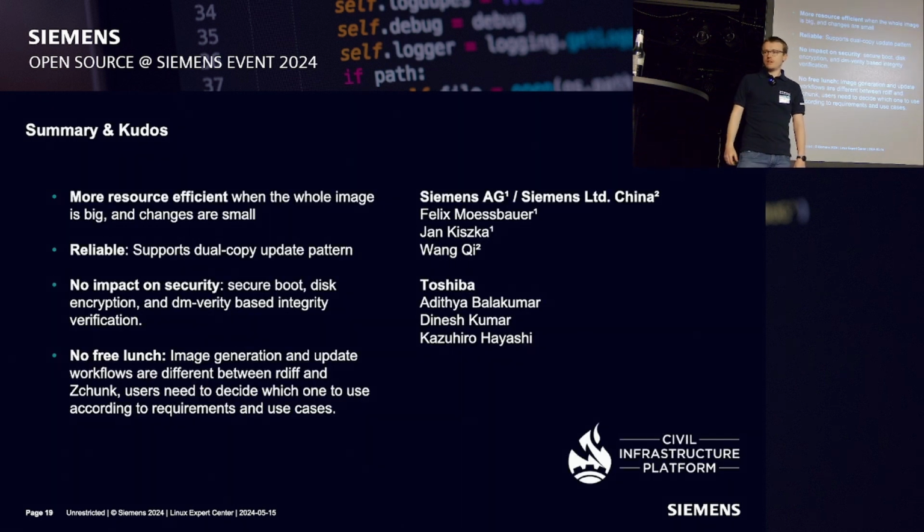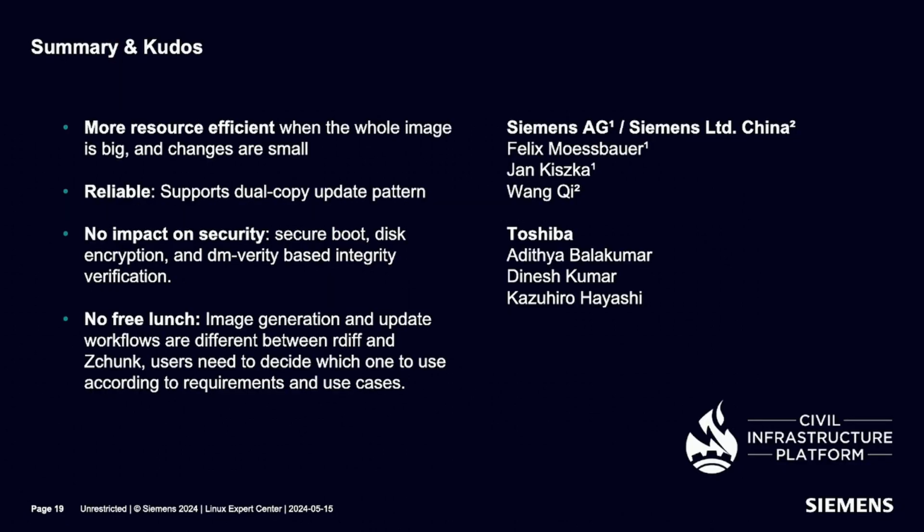So what did we get so far? Doing a delta update is usually more resource efficient than doing a full update, and the smaller the delta is, the bigger the difference. So really try to keep your deltas as minimal as possible, then you profit most from the delta update mechanism. It's as reliable as the full image update, as shown on the last slides. You don't have any impact on security.